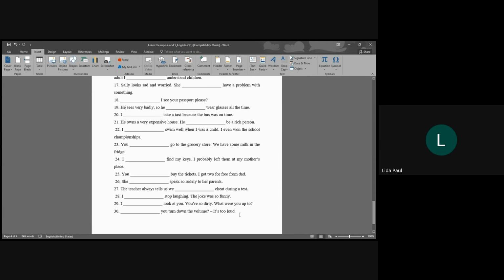The 30th one: "You turn down the volume. It's too loud." Can't you turn down the volume? It's too loud. Can you? Could you turn down the volume? Yes. Could you turn down or can you turn down?